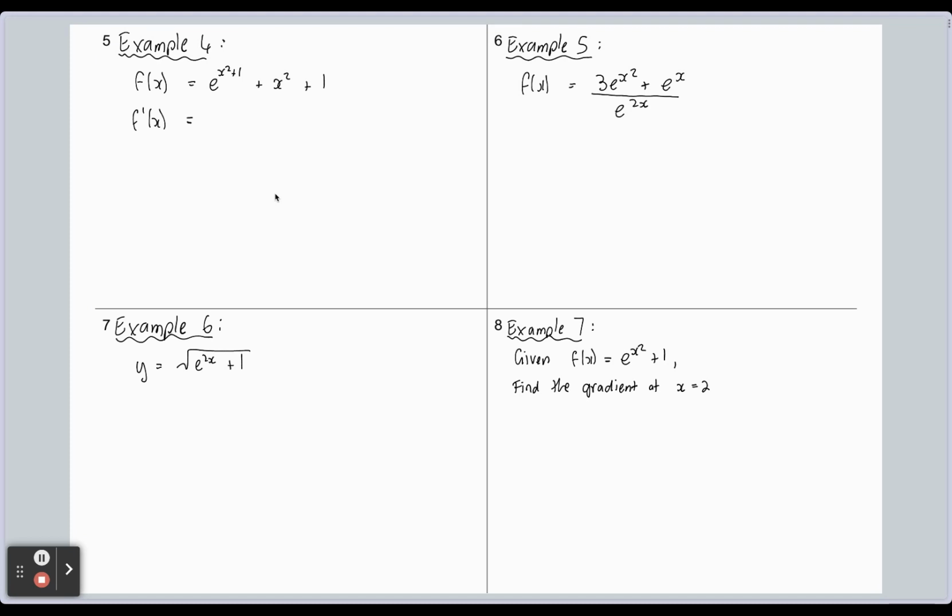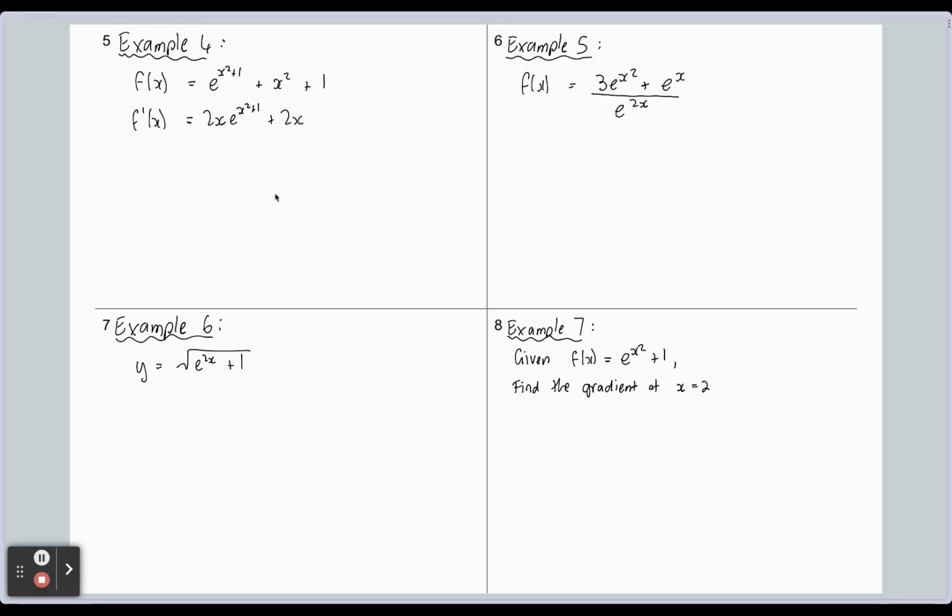So the first part is e to the x squared plus 1. So I find the derivative of x squared plus 1 first. That's 2x. And then I multiply it by e to the x squared plus 1, because that's the derivative of e. Then I've got x squared, so that becomes 2x, and the 1 disappears. So that's what f dash of x equals.